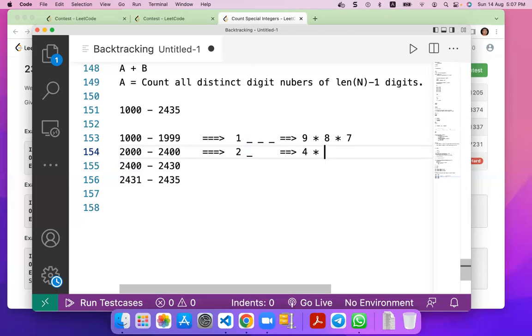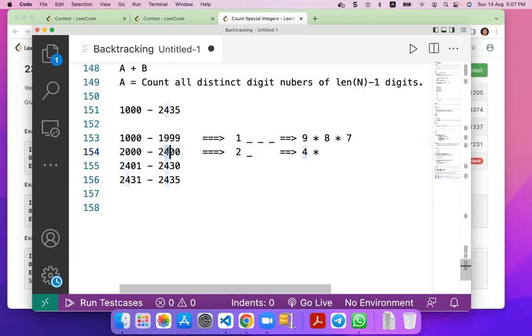Yeah, 2400 is inclusive, we should include it. Leading zeros will be included. So here I will put 0, 1, let's say. Okay. So basically now you see that we are breaking the range and we are counting.